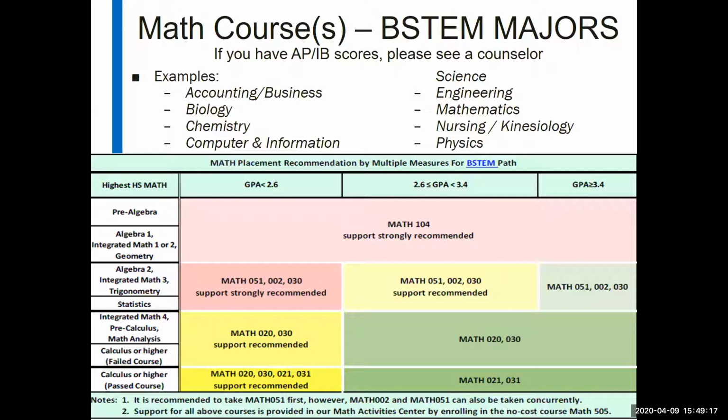So you would start there with this grid to understand what level you would be able to enter into. But of course, with all of this, there's also the question of what math do I need to take for my major, and what math do I need if I'm wanting to transfer on. So for that, I'll show you where to find some of that information.